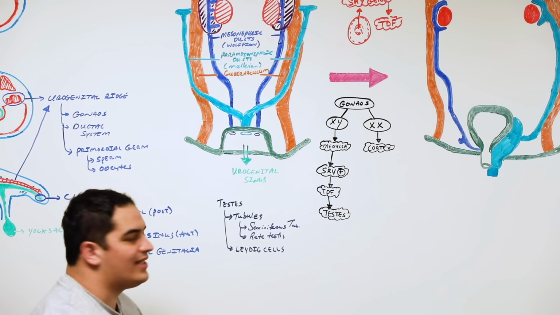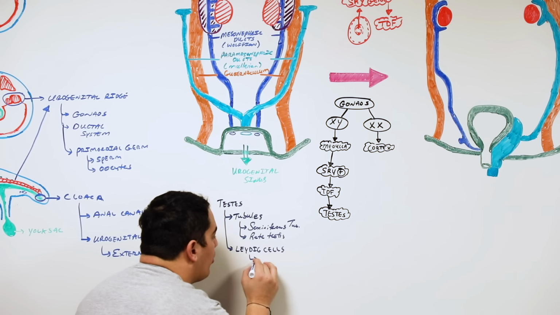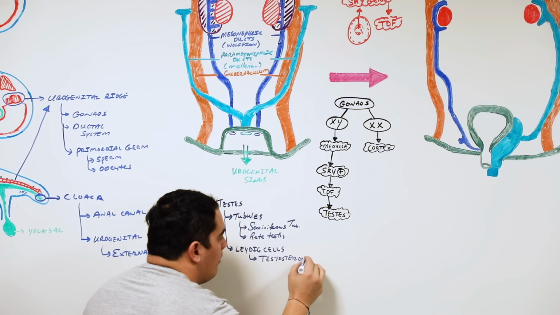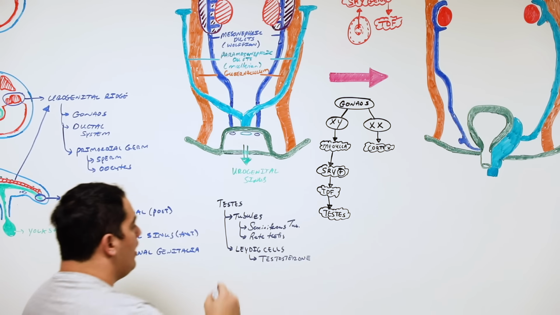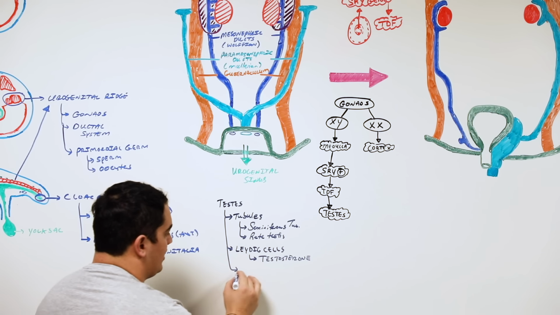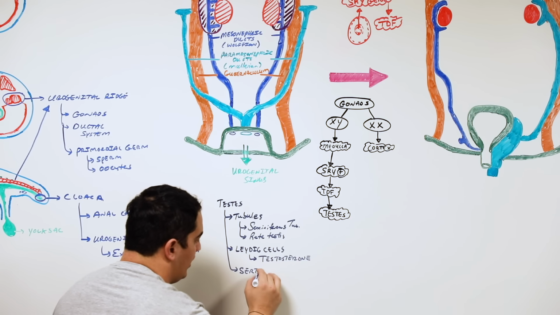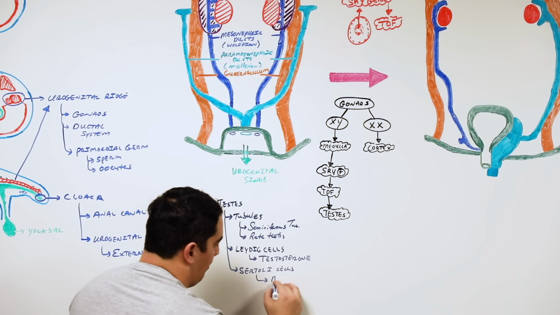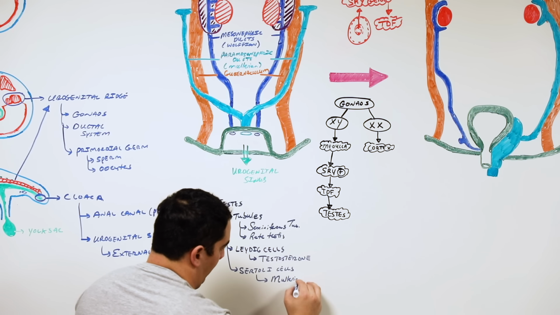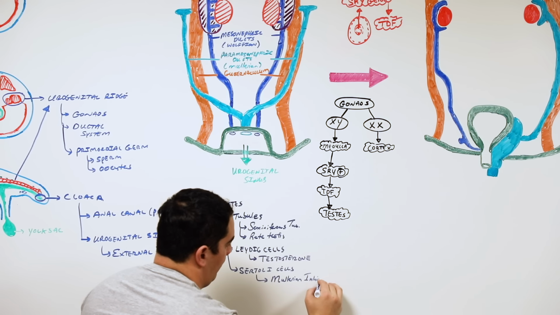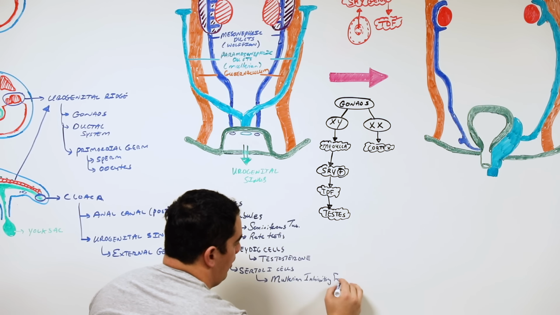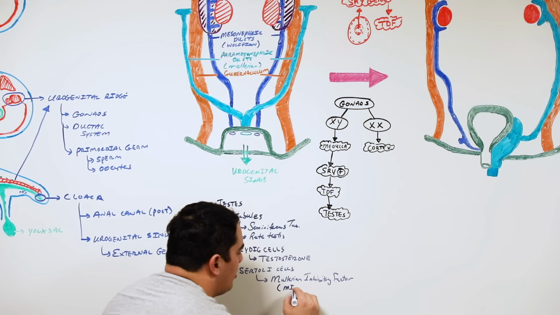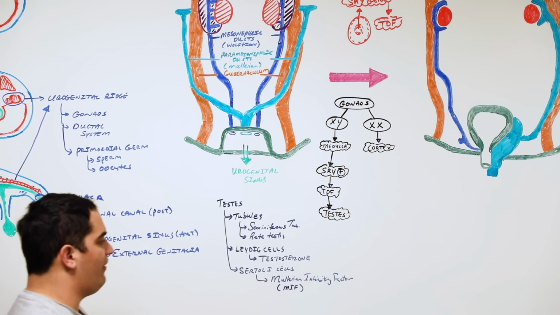The reason why your Leydig cells are important is they produce a very important hormone called testosterone. Very important. The next thing that is going to be within the testes is some other special cells called Sertoli cells. And Sertoli cells produce a very important hormone called Müllerian inhibiting factor. And we'll talk about what that is. We'll abbreviate this, the Müllerian inhibiting factor. It can also be called the Müllerian inhibiting hormone, but Müllerian inhibiting factor.